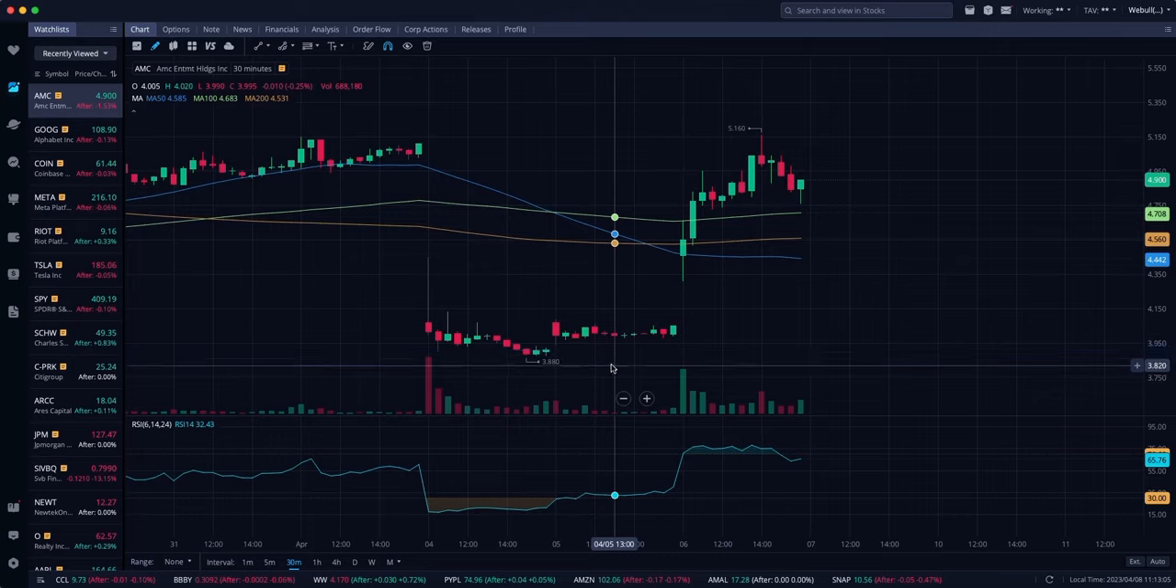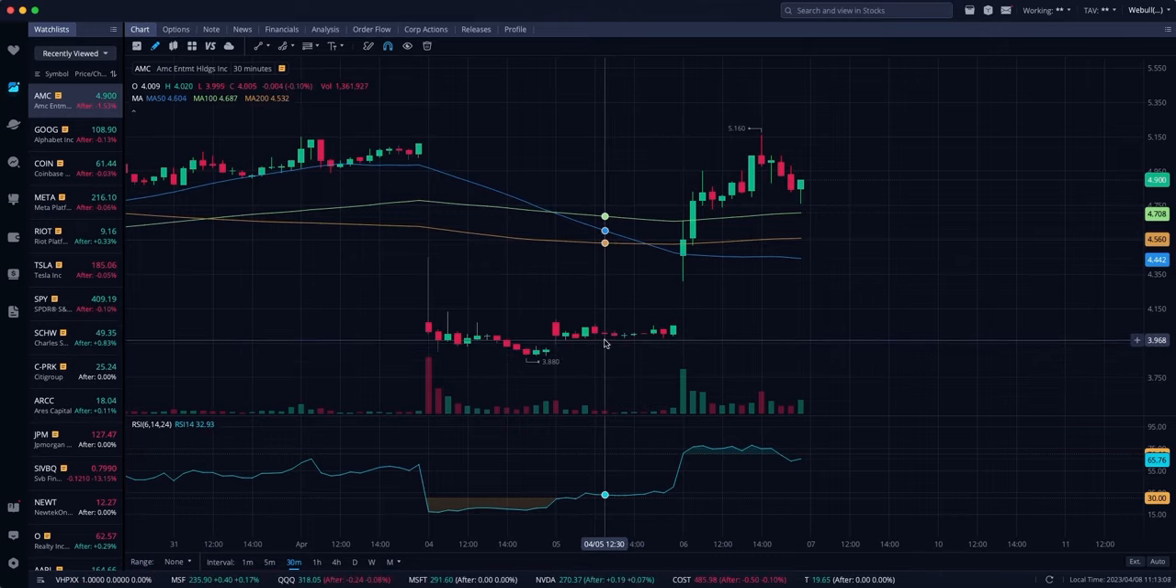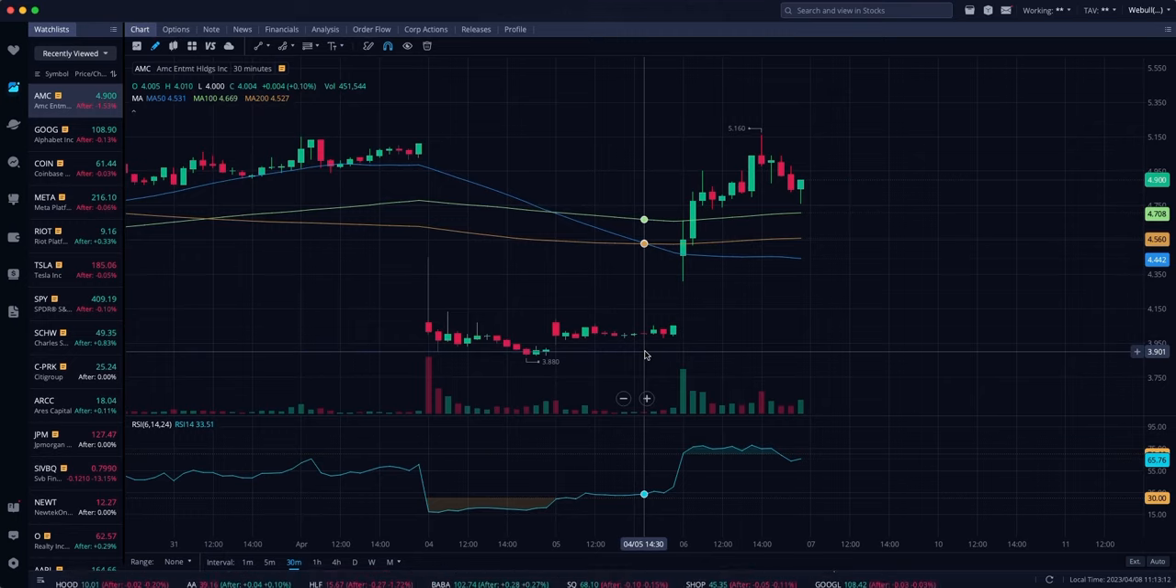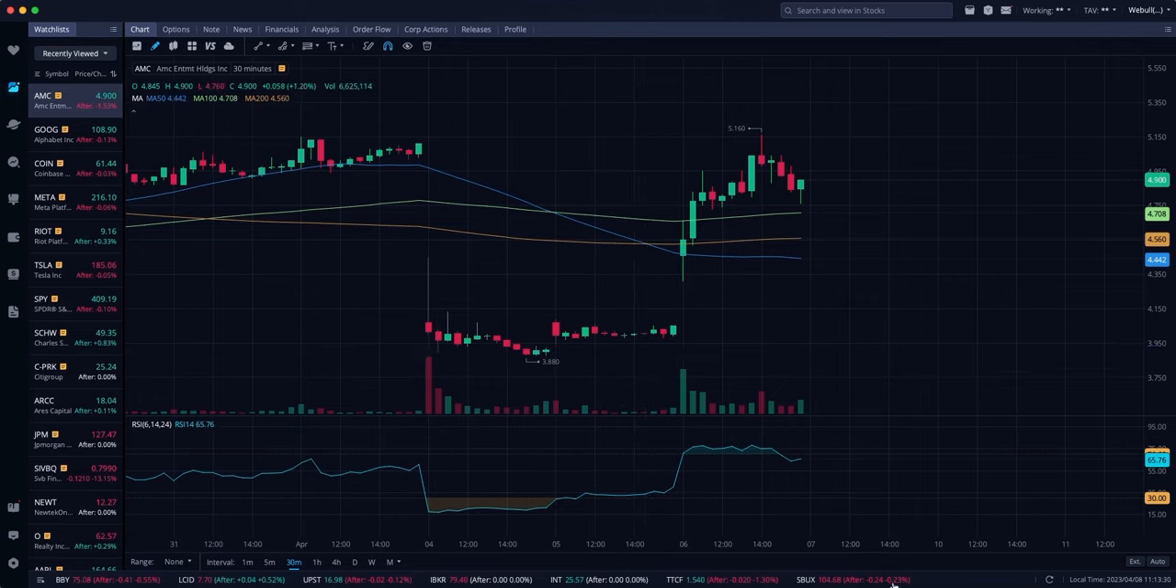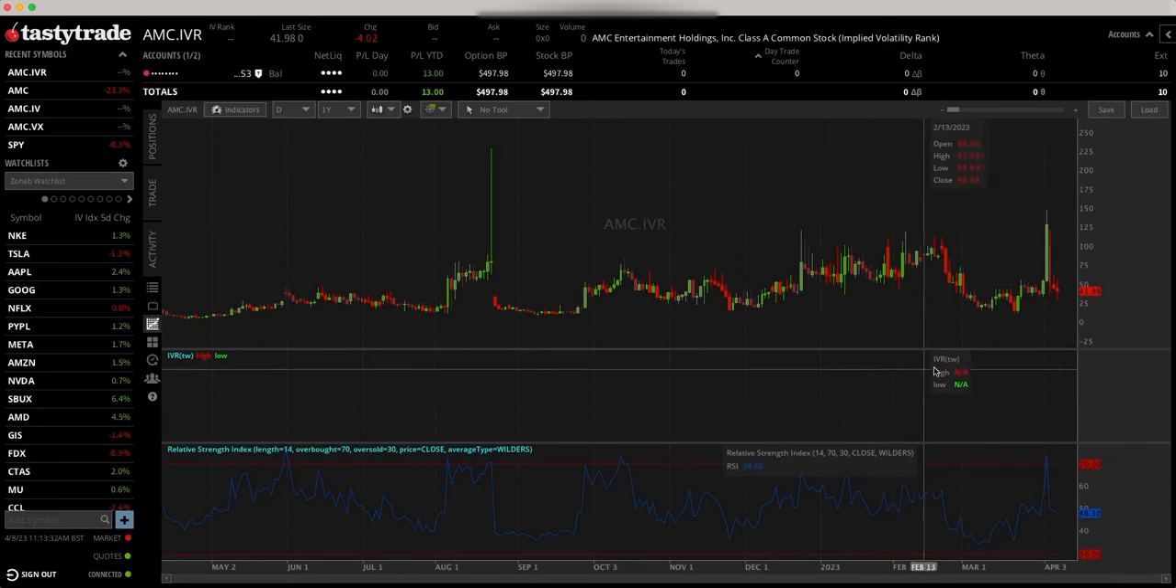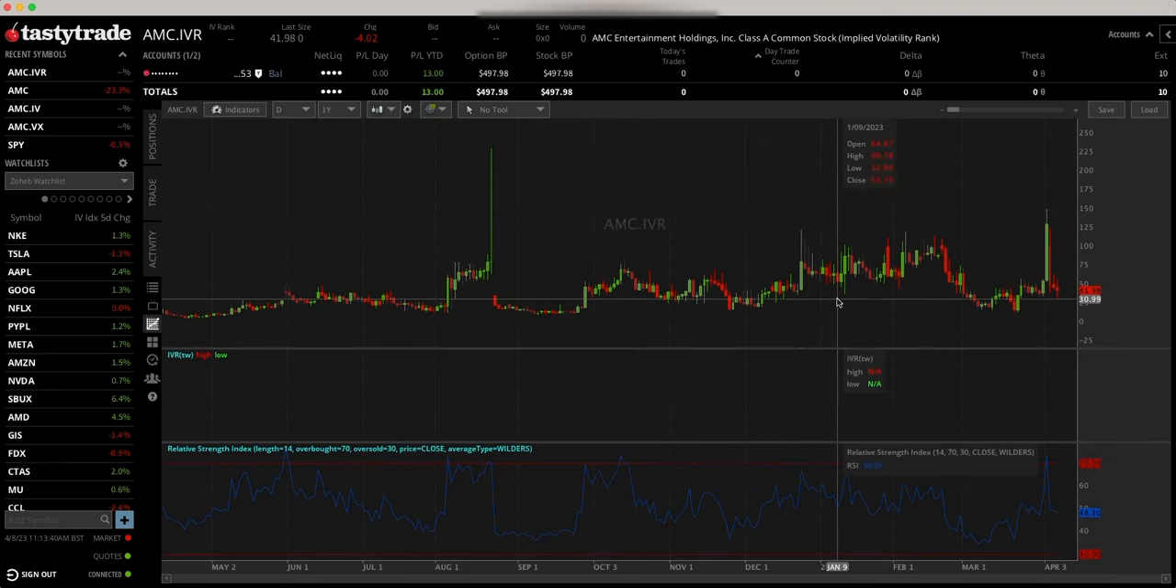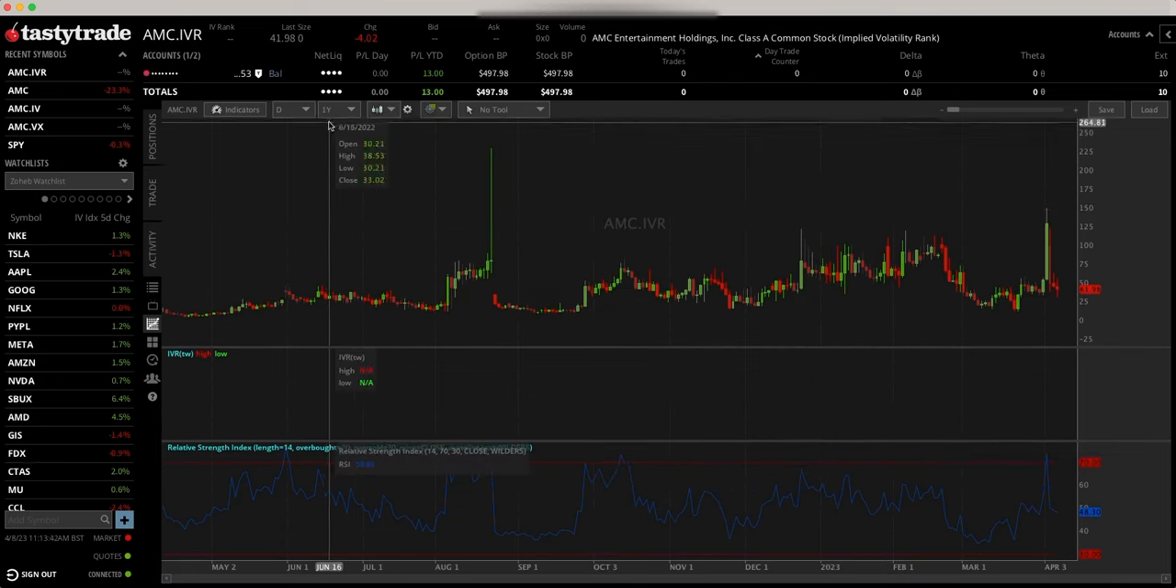Now, the question is why did I sell a put option on AMC? When I like to trade, I like to look at the volatility of a particular stock in comparison to its last 52 weeks. And that's known as the IV rank, which takes the last 52 weeks of the implied volatility and normalizes it on a scale of 0 to 100. So if we head over to the Tasty Trade platform, and to the ticker AMC.IVR, what that does is just plot the volatility of AMC, and I'm looking at the last year.